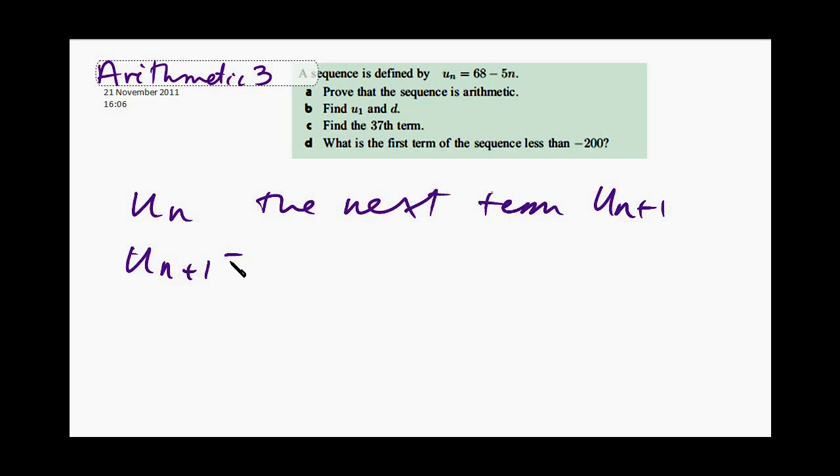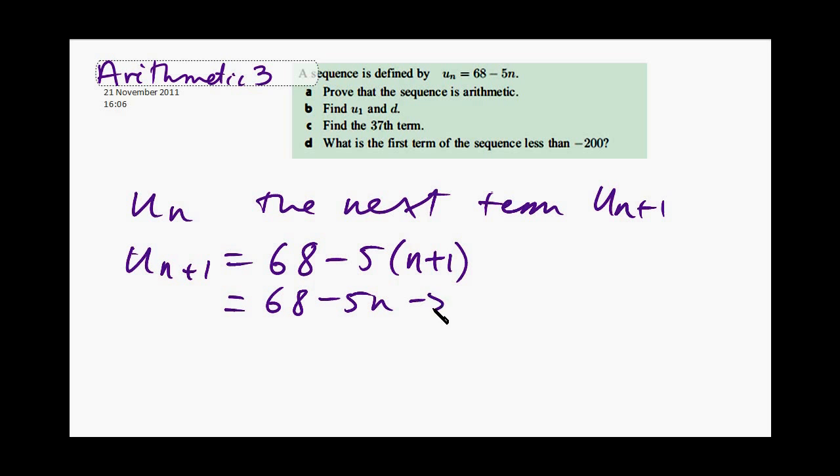Now un plus 1 will equal, put n plus 1 everywhere n is. So we've got 68 minus 5 times n plus 1. And that simplifies to give us 68 minus 5n minus 5. Let's write that out. Times out by minus 5. Take that away from 68, gives us 63 minus 5n.